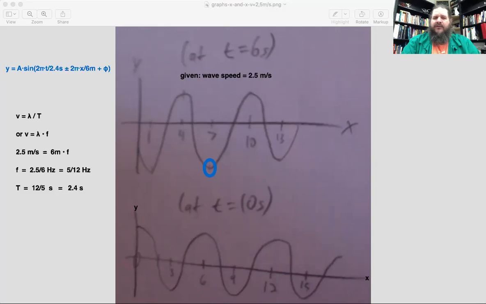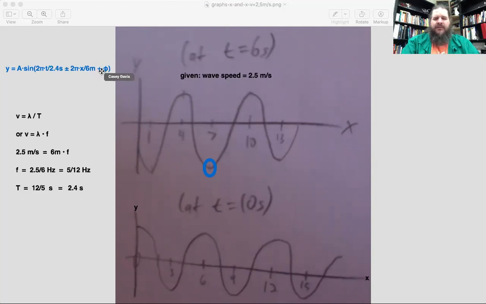Any questions on that so far, based on the given wave speed? No. And then to figure out the direction of travel, because we're going to need to know the direction using plus or minus before we figure out the phase shift as well.